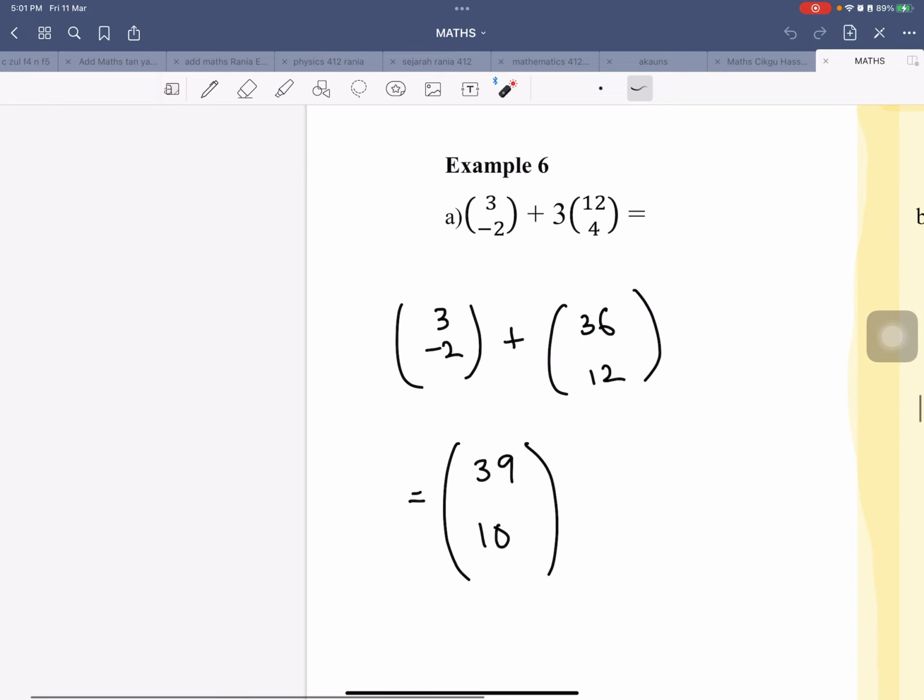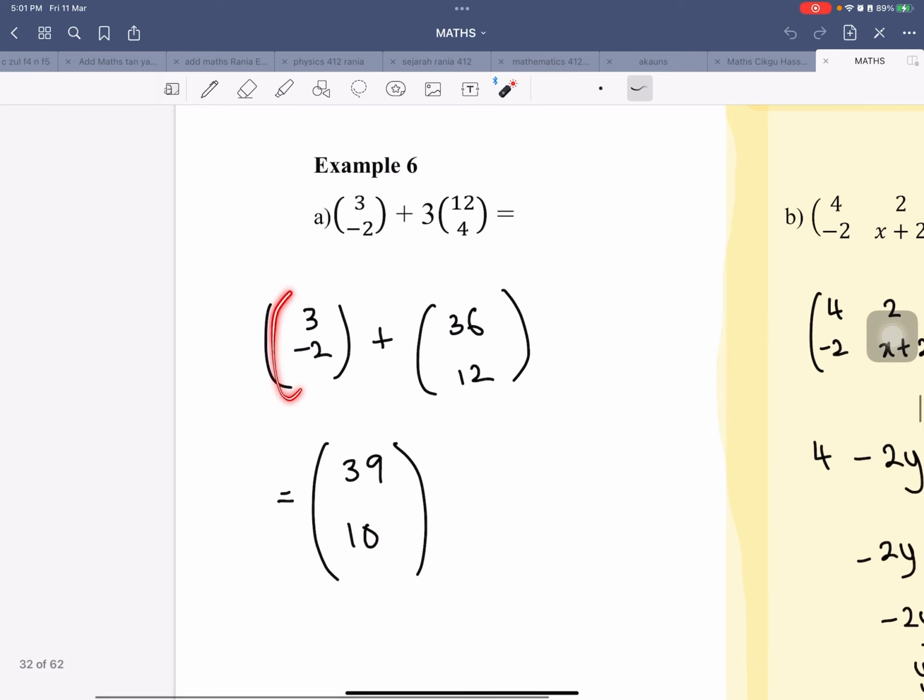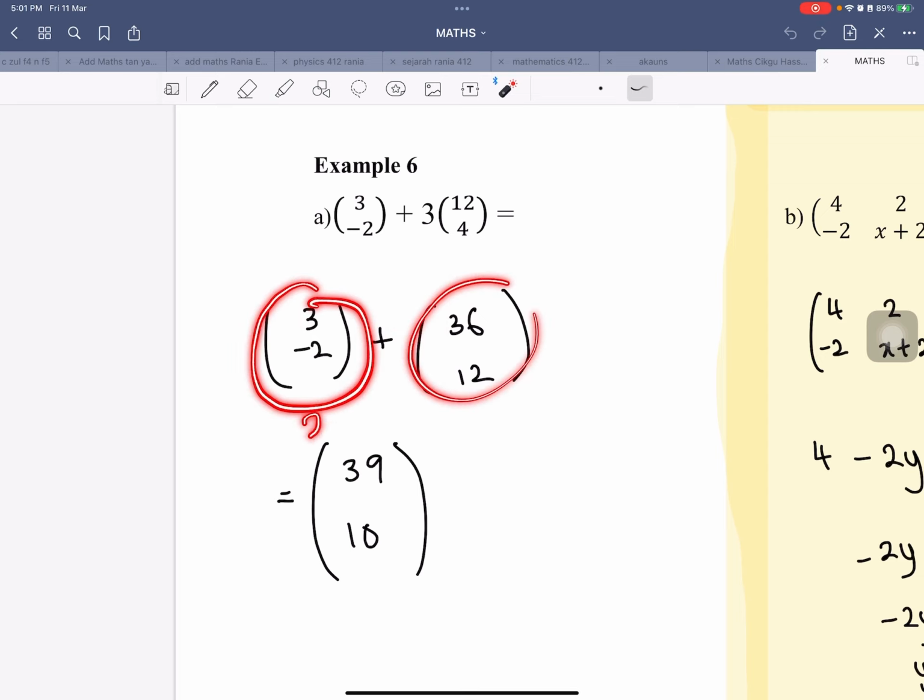Okay, for example, this is example 6. 3, -2, plus this. Make sure you multiply this first, meaning you expand it. So 3 times 12 is 36. Then 3 times 4 equals to 12. So now only then can you add. Remember, add row, column, row, column. Row 1, column 1. See? They have the same order. This one is 2 times 1, this one is also 2 times 1. So addition and subtraction can take place.